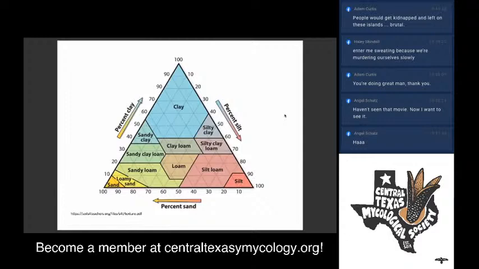I didn't know people used to get kidnapped and left on those islands, but yeah, they are just out in the middle of the ocean where birds would gather. I can see how that would be a pretty nasty place to get left.